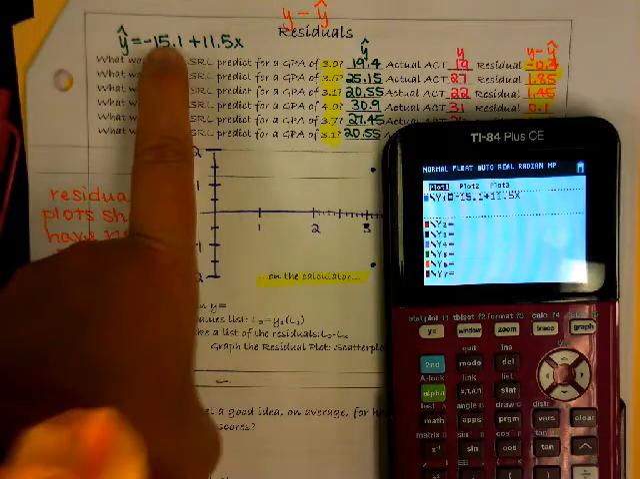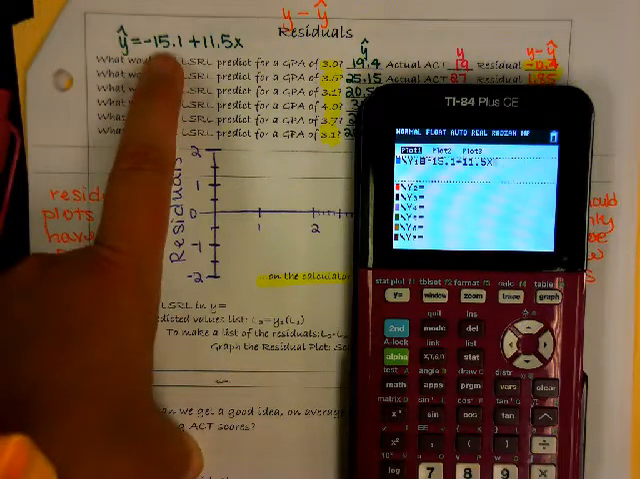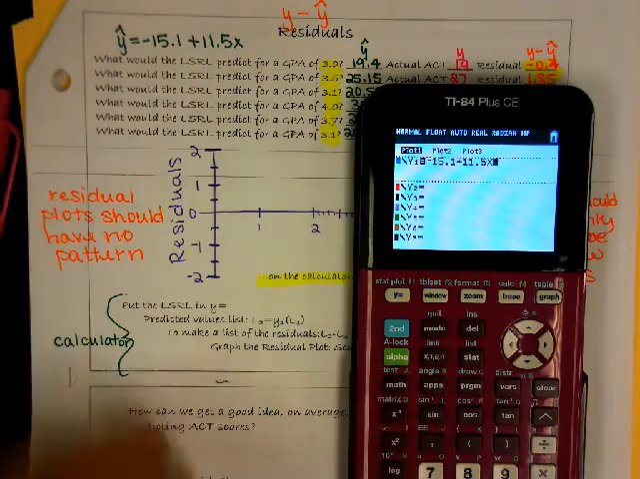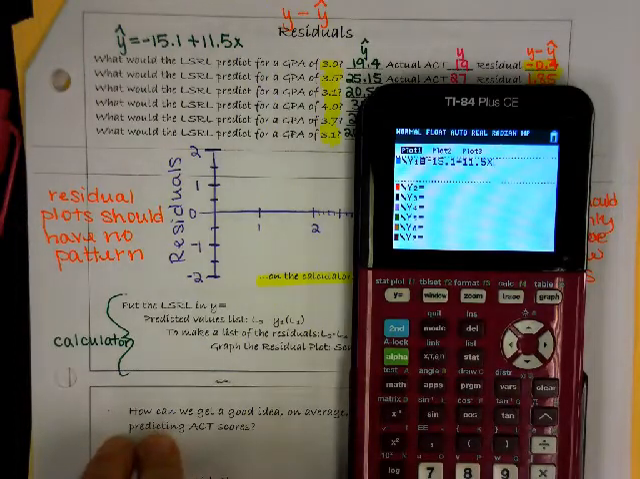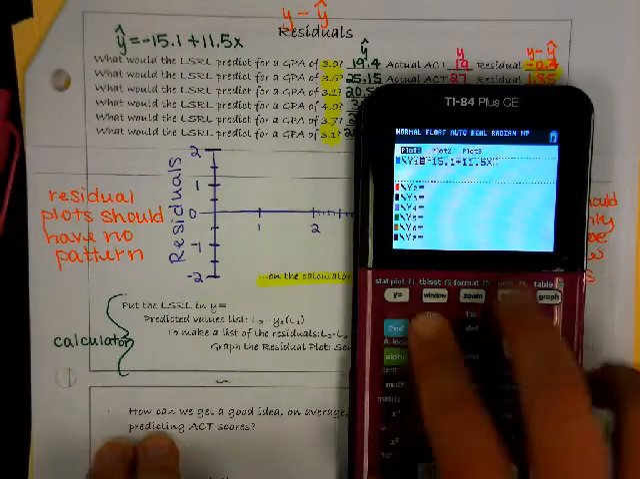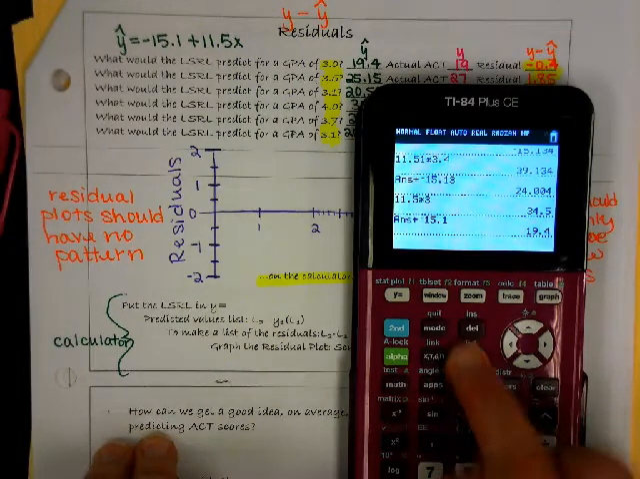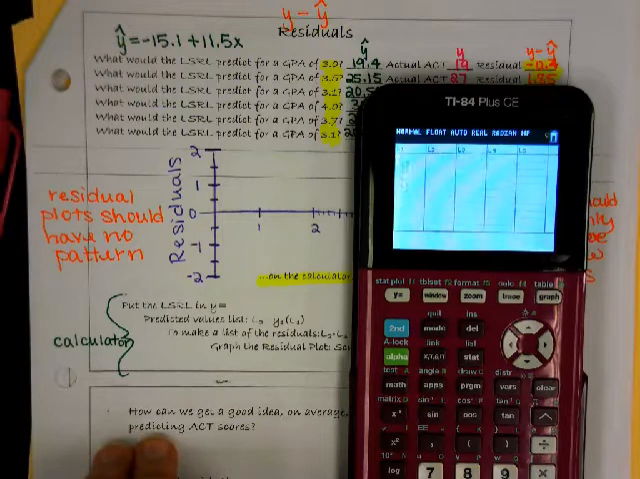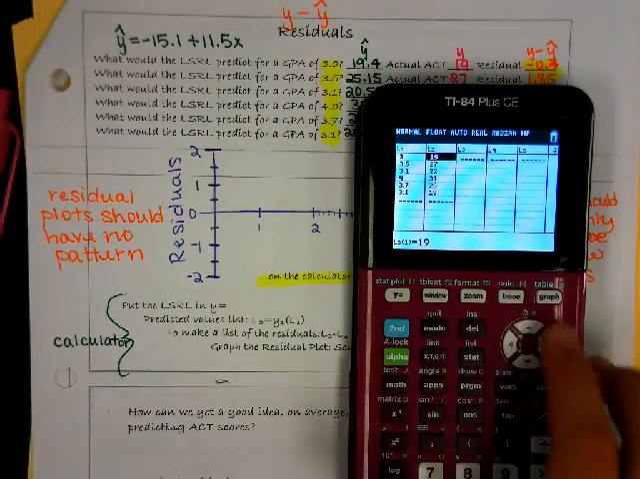Now that we have our least squared regression line in there, we're going to go into our lists and define them like I showed you the other day. So quit out of there. Go to stat, and we're going to edit. We're going to define list 3. When you define list 3, remember you have to highlight L3, otherwise it's going to tell you it's an error. So L3 has to be highlighted.